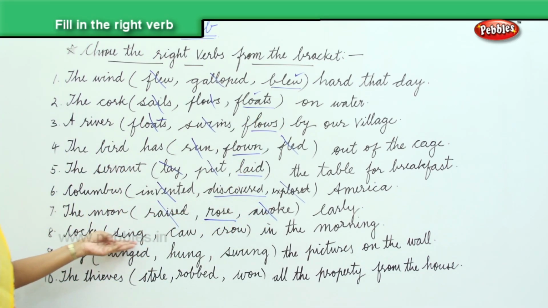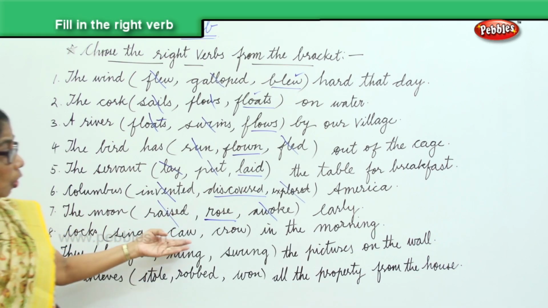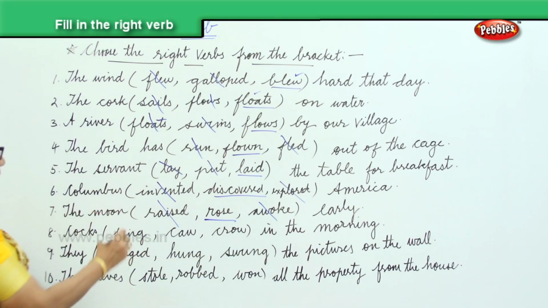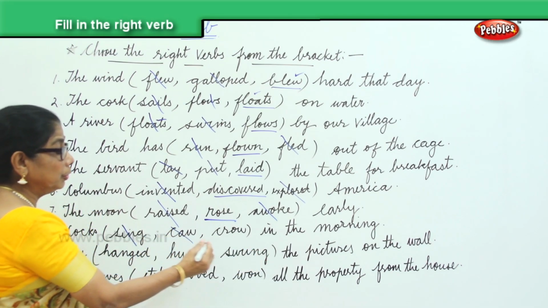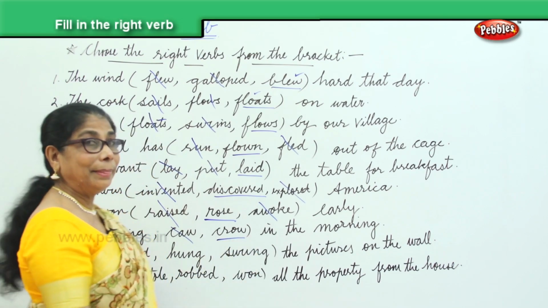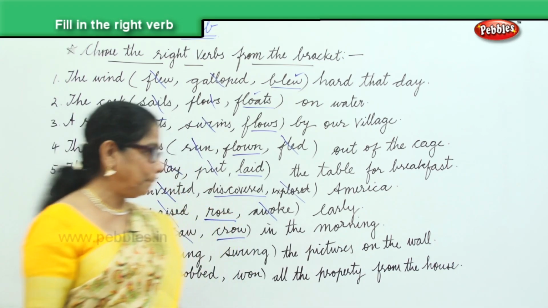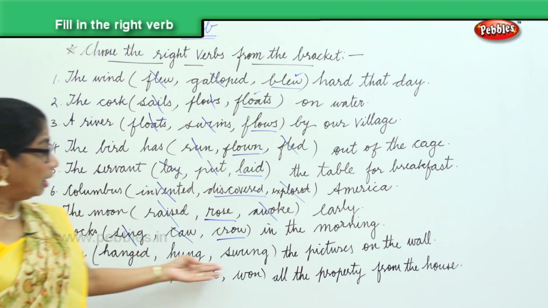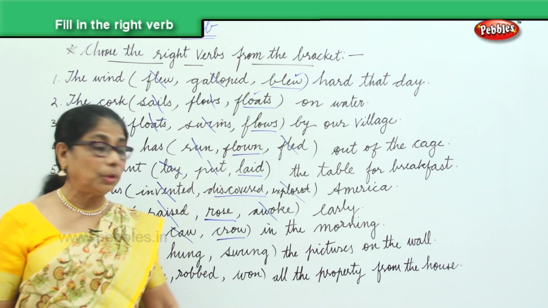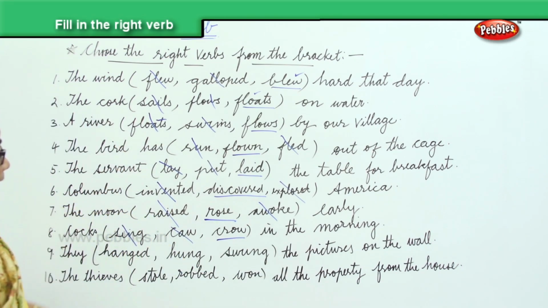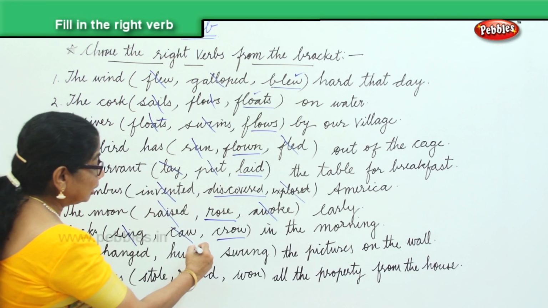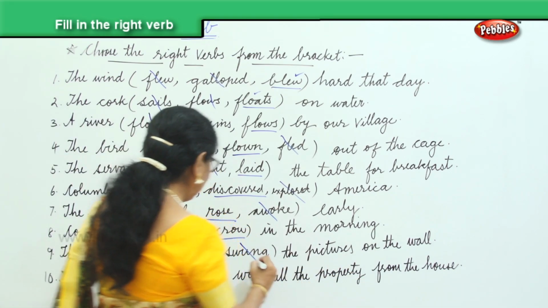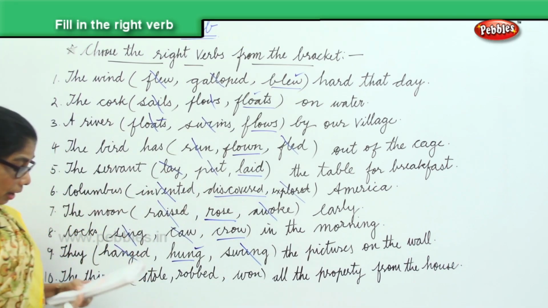Cocks sing in the morning. Cocks caw in the morning. Cocks crow in the morning. So sing is wrong. Caw, we are not using. Cocks crow in the morning. And that's how you wake up. They hanged pictures, they hung pictures, they swung pictures on the wall. So what is the right one? They hung. Hang, hung. They hung the pictures on the wall, and the two others are wrong.